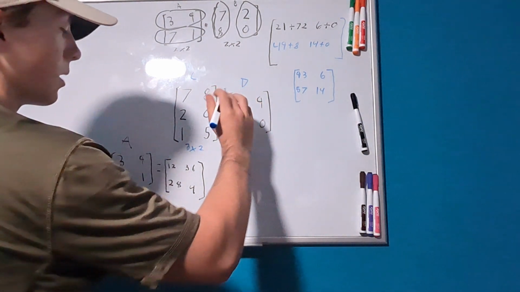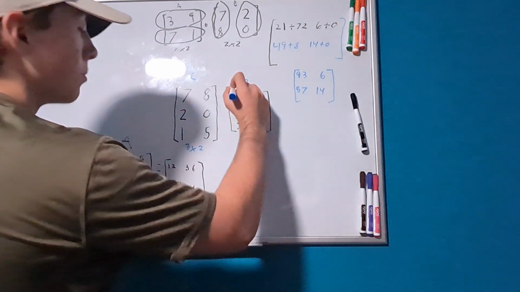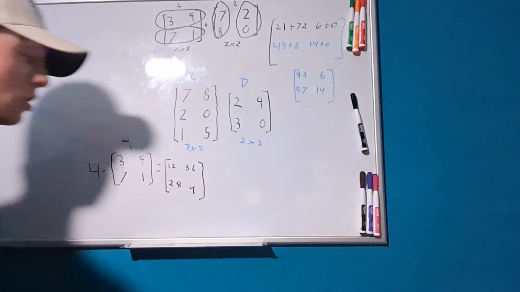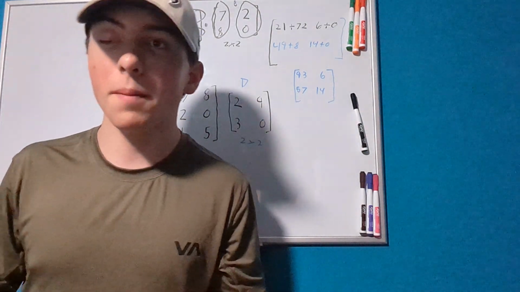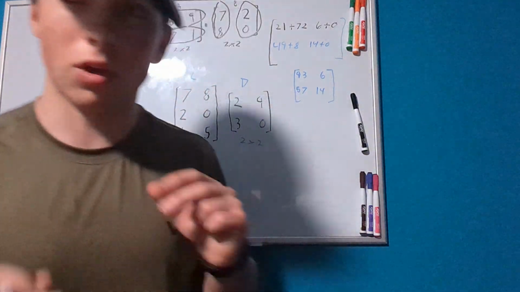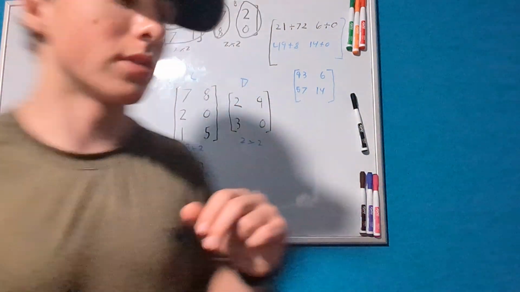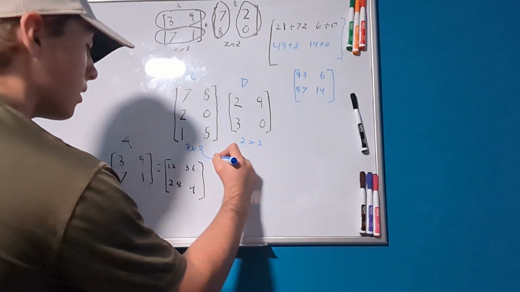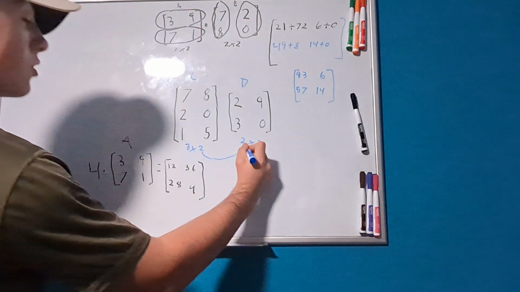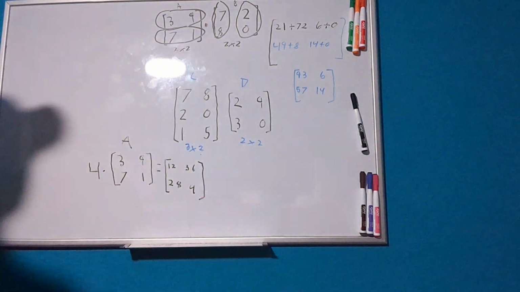Now, let's see how many rows this has. 1, 2. How many columns? 1, 2. So, do the columns in the first matrix match the rows in the second matrix? Let's look. Well, here are columns, 2. And then here are rows in the second matrix, 2. They match. So we can multiply them.